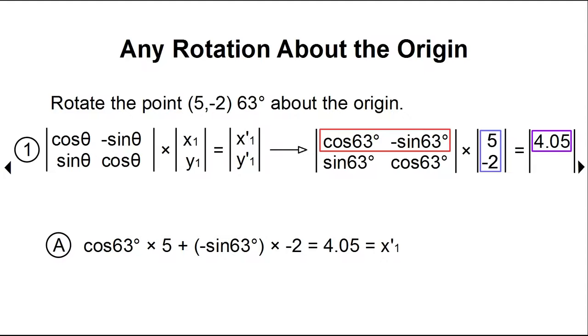We multiply cosine 63 degrees by 5, and add it to negative sine 63 degrees multiplied by negative 2 to get our answer. So visually, you can imagine maybe these rectangles being formed around these things to help you remember where the answer goes. So top row times first column gives you an answer in the top row first column.